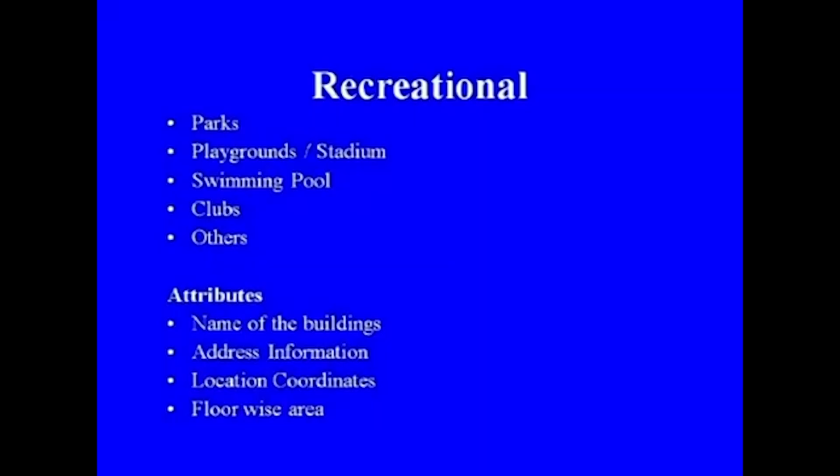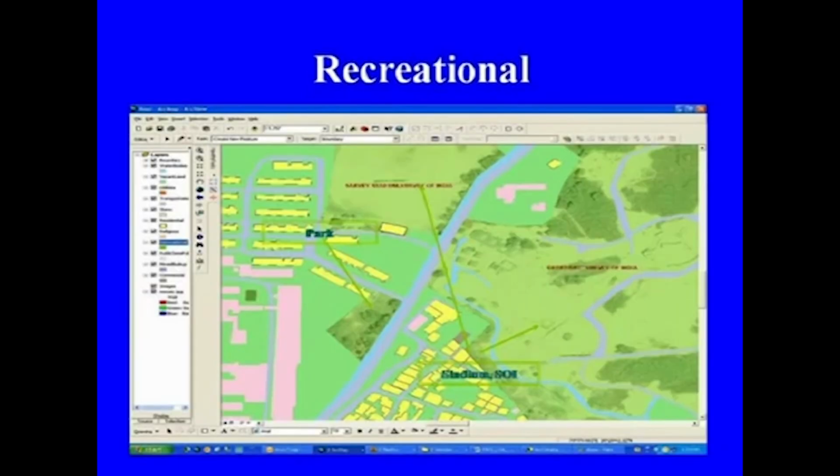Then comes the next type of activity, and that is recreational buildings or areas: parks, playground, stadium, swimming pool, clubs and other types of recreational activities such as cinema houses or malls, which could be located within the commercial sector also. Here again, the attributes of these types of buildings would be the name, address, location and floor wise area. This particular slide shows the recreational buildings within the ward area, like the swimming pool.